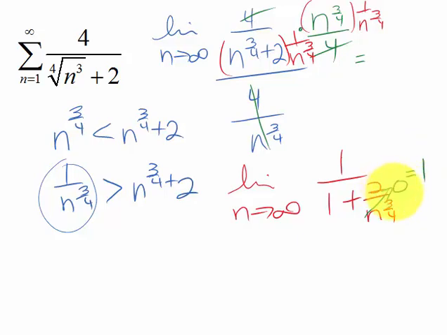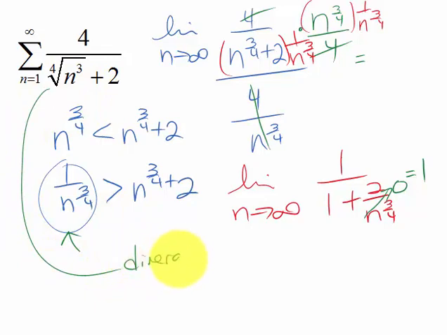And so we know by the limit comparison test, if our limit is positive and finite, which it is, then the series we're testing does the same thing as the comparison series. And this was a divergent p-series, and so the series we are testing also diverges by the limit comparison test.